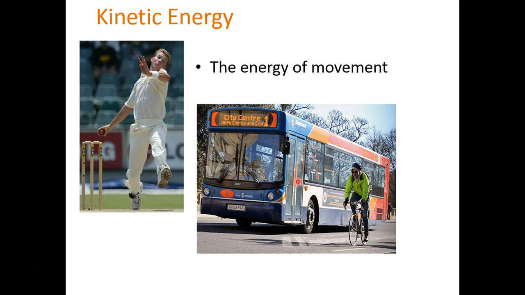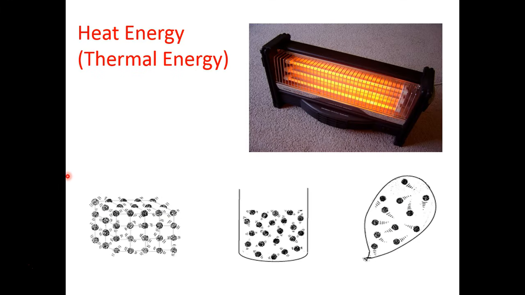And it also depends on the mass of the object. So imagine that this bus and this bike are traveling at the same speed. The bus would have more kinetic energy because it's got much greater mass than the person on the bike. So kinetic energy can be easy to recognize with large objects, but the kinetic energy of small objects is important as well.